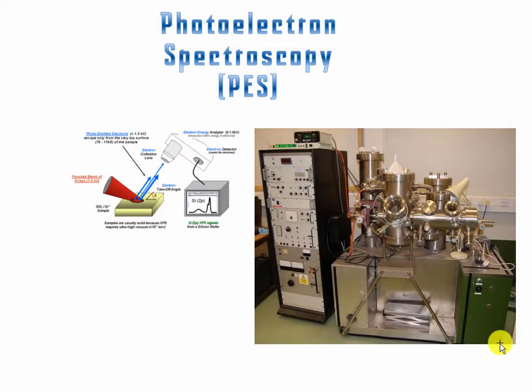Hey everybody, we're going to look at something known as photoelectron spectroscopy. This is a very complex piece of machinery used to determine how electrons are arranged in the atoms.